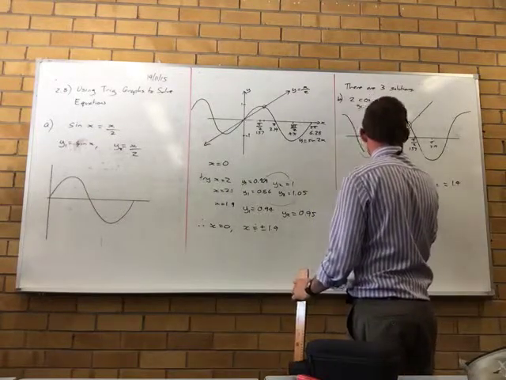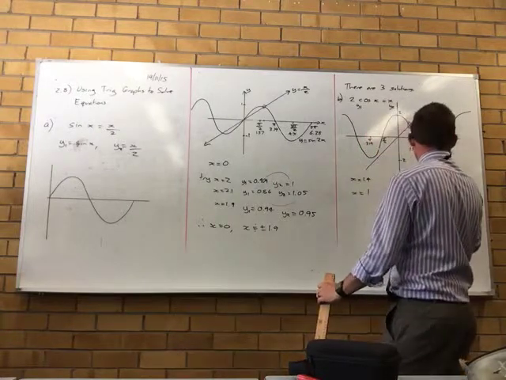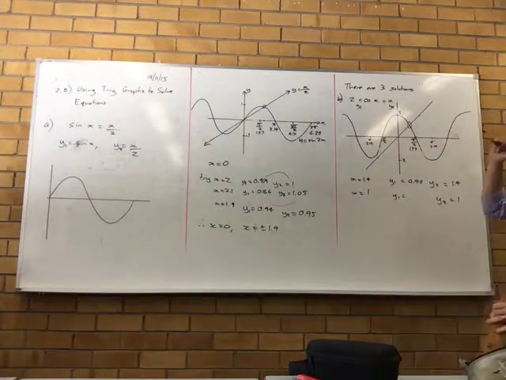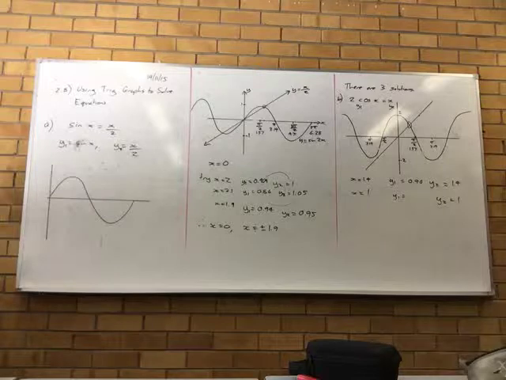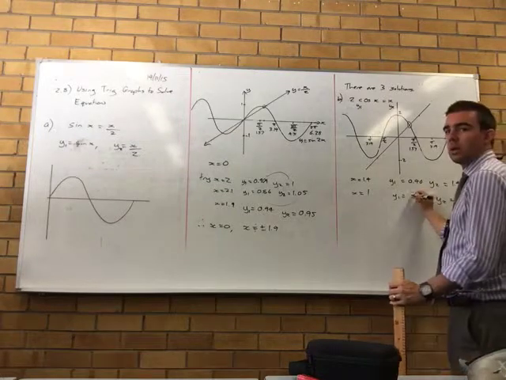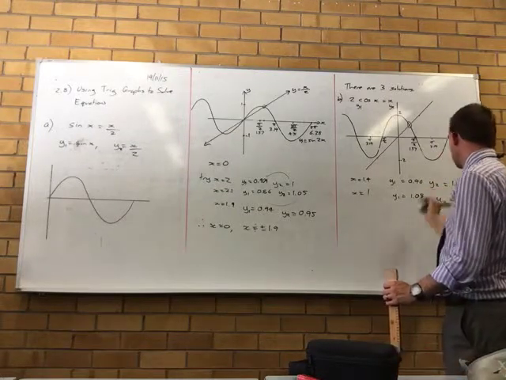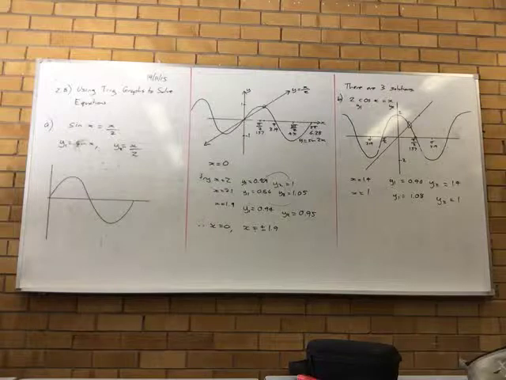X is 1. So we know y2 is 1. What is 2 times cos 1? When it's 1, it's close. What is it? 1.08. Right, so we're 0.08 out of it. So that could be an approximate solution.